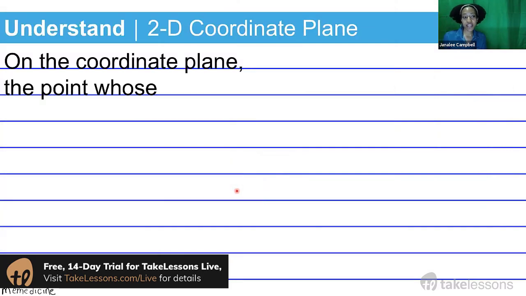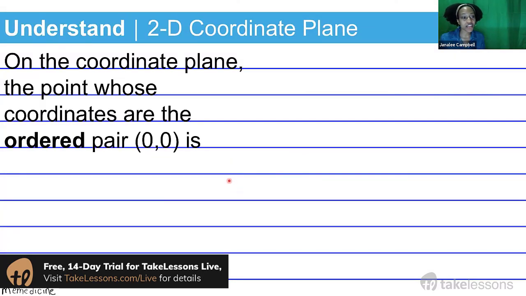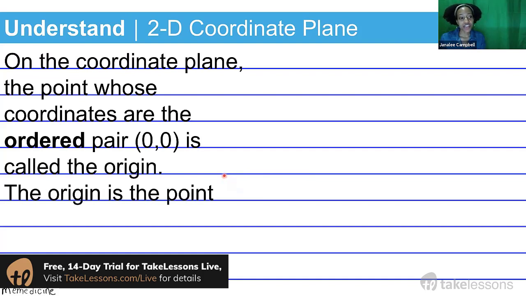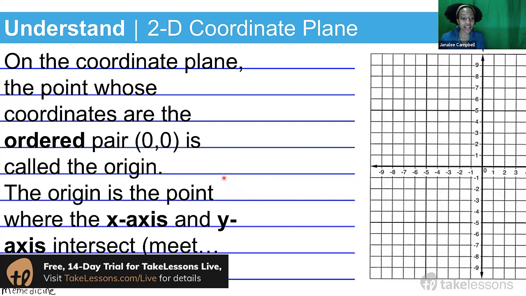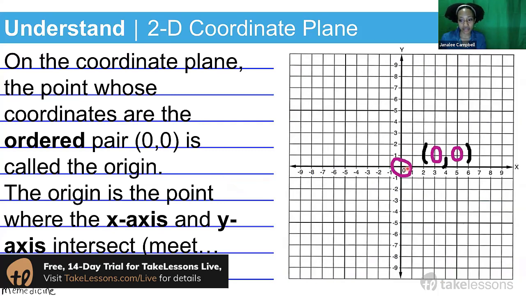On the coordinate plane, the point whose coordinates are the ordered pair 0, 0 is called the origin. The origin is the point where the x-axis and y-axis intersect. And when I say intersect, I mean this is where they meet. So here goes our origin at 0, 0. You see the x-axis intersecting with the y-axis. The horizontal position is 0 because it hasn't moved left or right. And the vertical position is 0 because, again, it has not moved up or down.